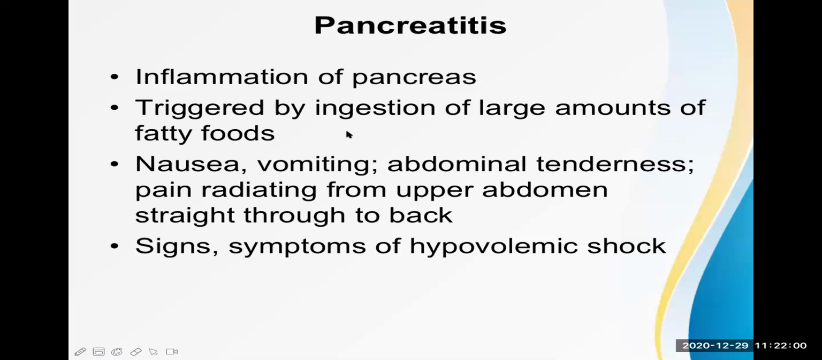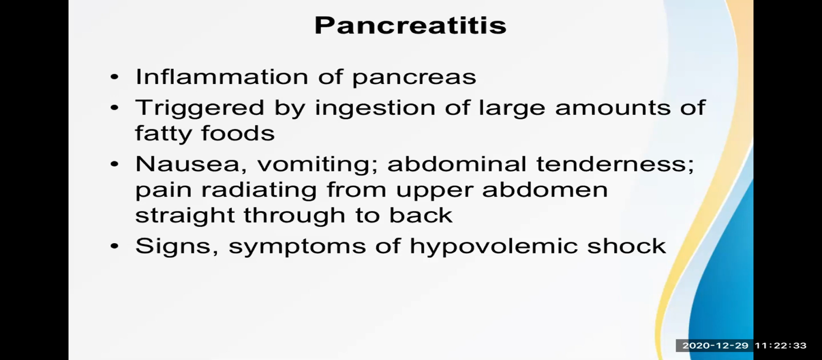Now, this disease may be triggered by ingestion of a large amount of fatty food. This large amount of fatty food is actually associated with gallstones and things like that, or even hyperlipidemia. The patient will have nausea and vomiting, abdominal tenderness. The pain radiates from the upper abdomen straight through to the back. This is known as boring pain, which is going towards the backside.